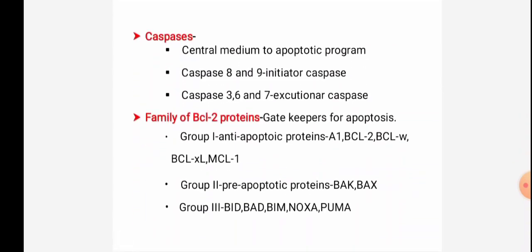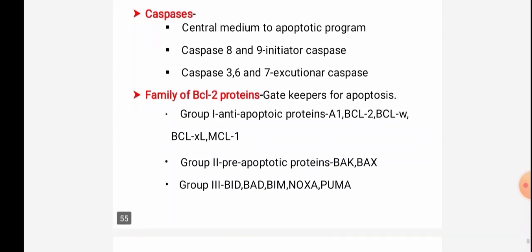Caspases are the central mediators of the apoptotic program. Caspases 8 and 9 are initiator caspases. Caspases 3, 6 and 7 are executioner caspases. The family of BCL2 proteins are gatekeepers for the apoptosis process. Group 1 anti-apoptotic proteins: A1, BCL2, BCLW, BCLXL, MCL1. Group 2 are pro-apoptotic proteins like BAK and BAX. Group 3 proteins are BID, BAD, BIM, NOXA and Puma.